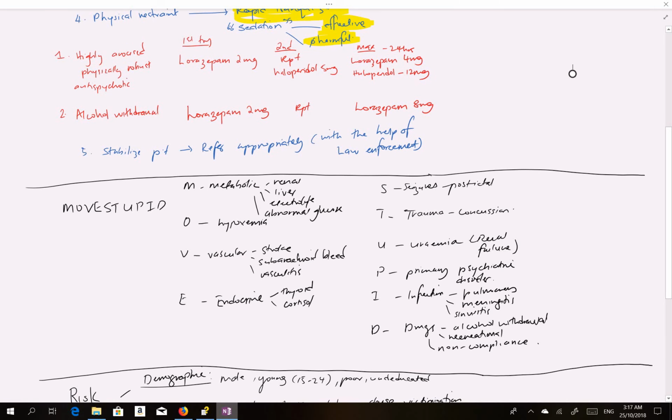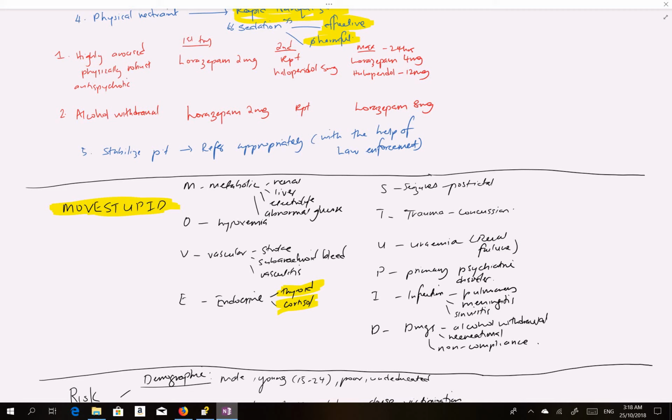Now in terms of knowing why the patient is aggressive, that's important, I feel. There's a mnemonic that's used, and it's called MOVE STUPID. M stands for metabolic causes, so that's your renal, liver, electrolyte, or hyper- or hypoglycemia. O stands for hypoxemia. V is for vascular phenomena such as stroke, subarachnoid bleed, or vasculitis. E is for endocrine, so think thyroid, and also think adrenal glands, especially pheochromocytoma, where patients are known to be aggressive.